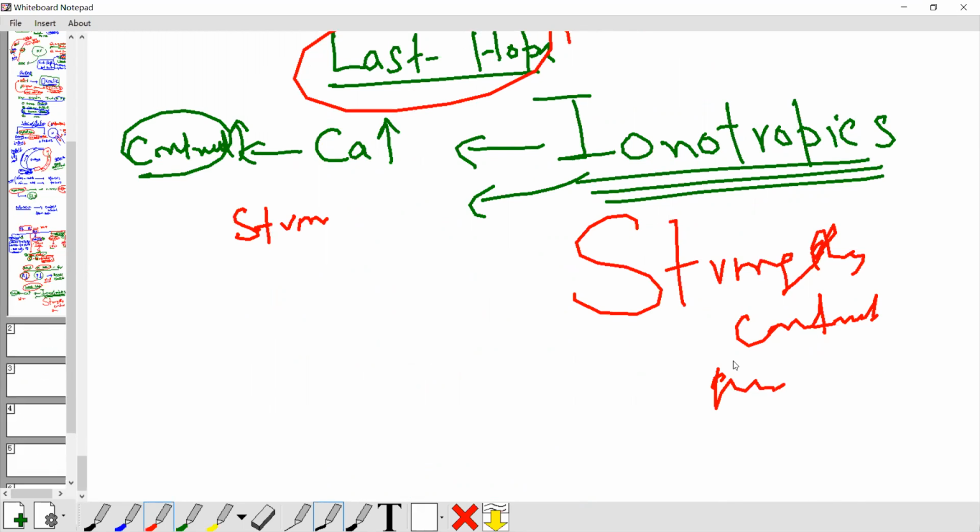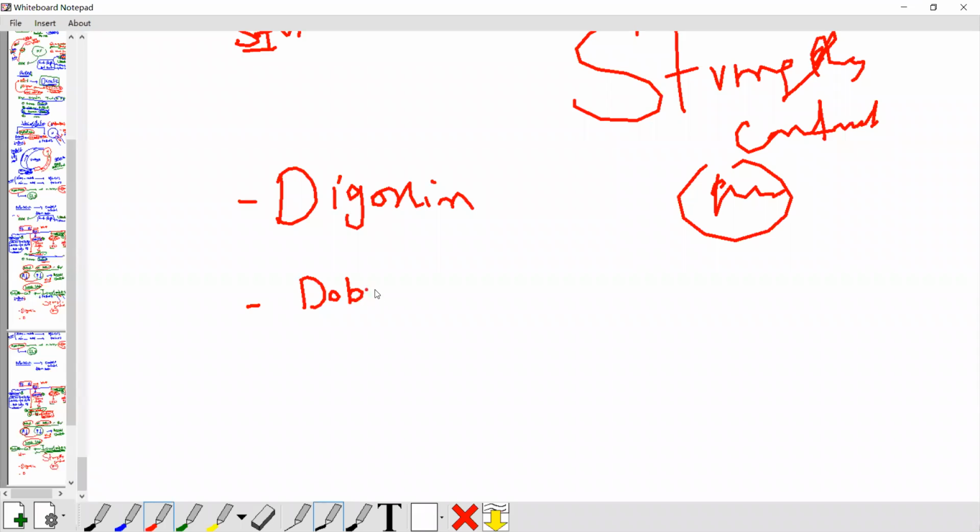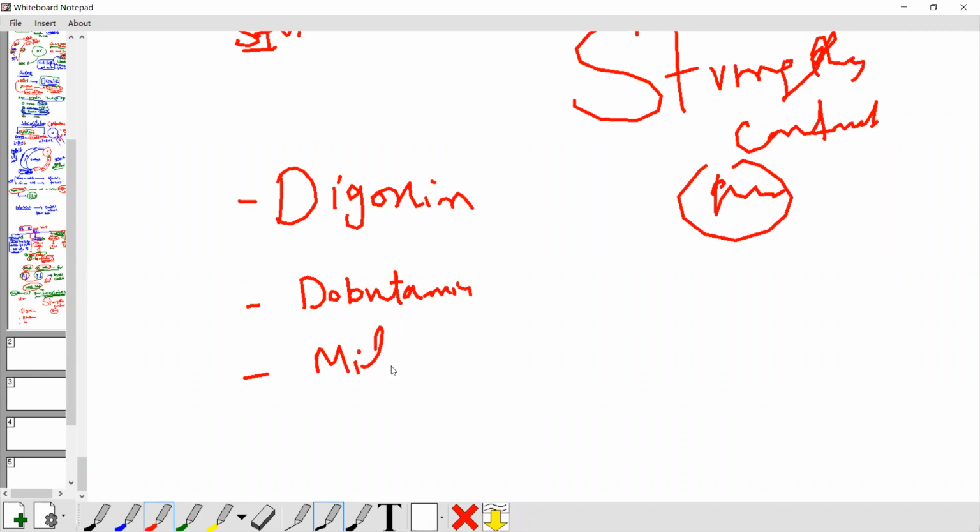They strongly contract your heart. So these inotropic agents, especially for heart failure: digoxin, another having inotropic action, dobutamine, another milrinone, amrinone.